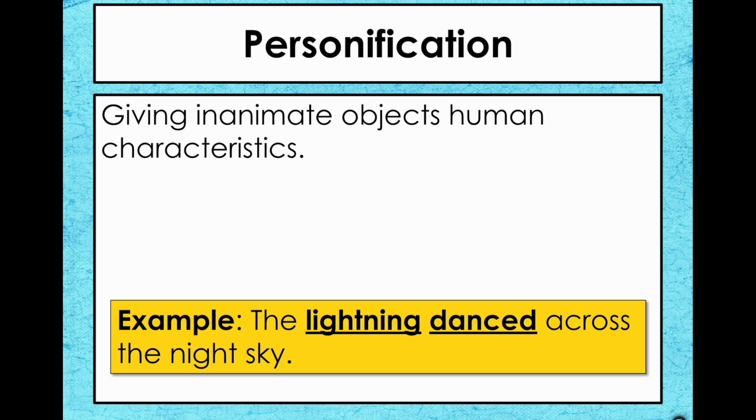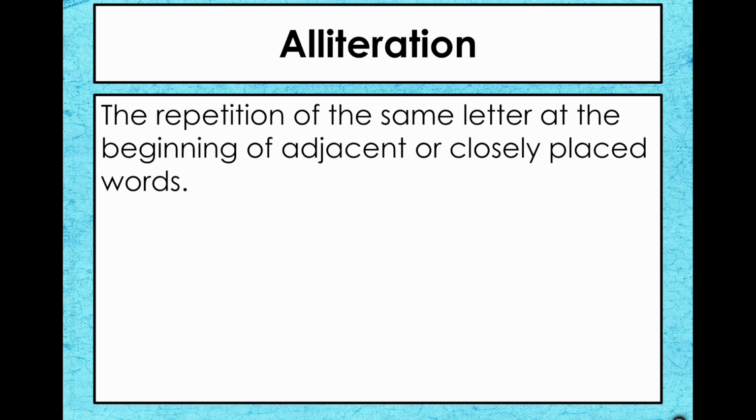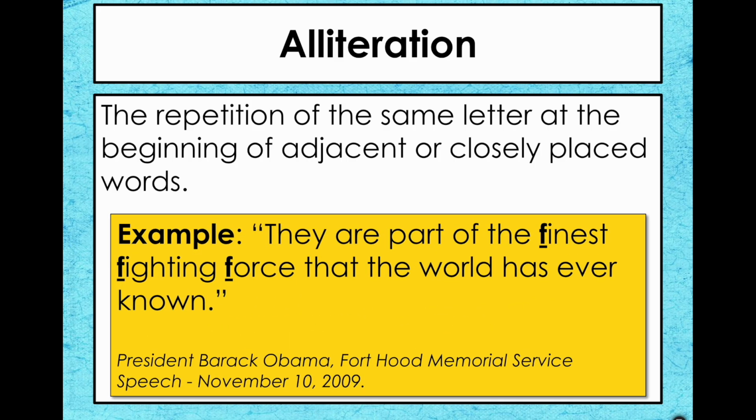Personifying lightning. Moving on to tropes involving word play and sounds. These have the effect of using sounds to create and enhance meaning. So we've got alliteration, assonance, consonance, and onomatopoeia. So alliteration, we should know, is the repetition of the same letter at the beginning of adjacent or closely placed words. So we can see this in President Barack Obama's speech at the Fort Hood Memorial Service, the repetition of that F sound at the beginning of those three words.